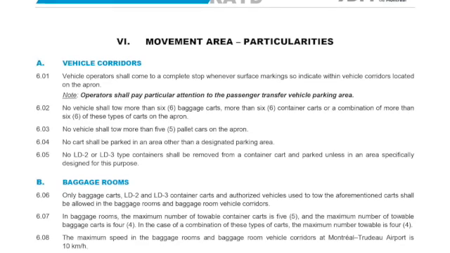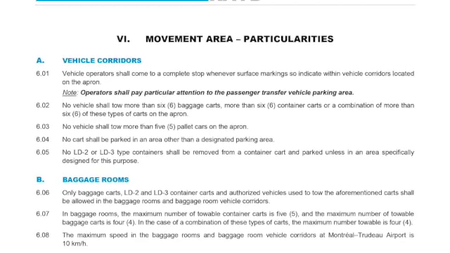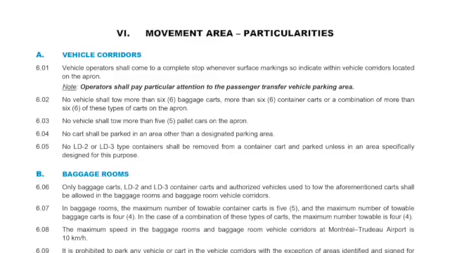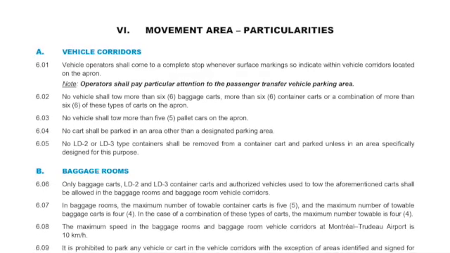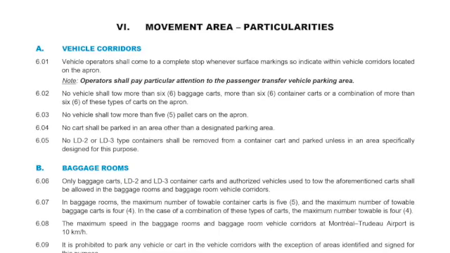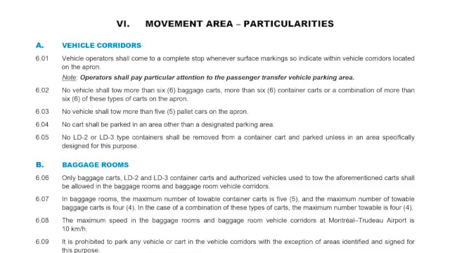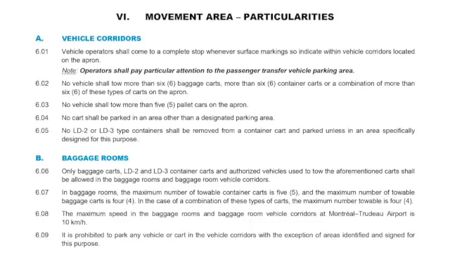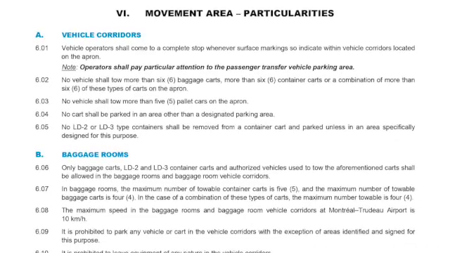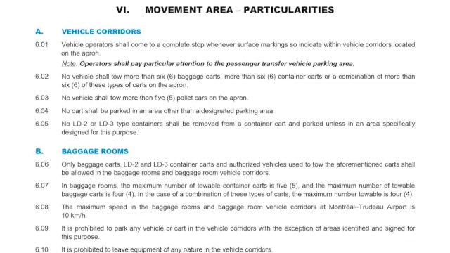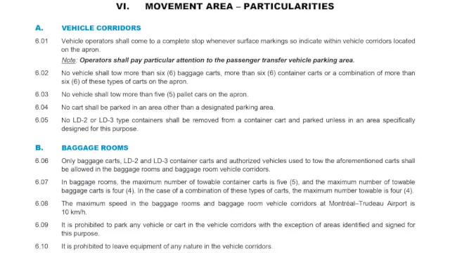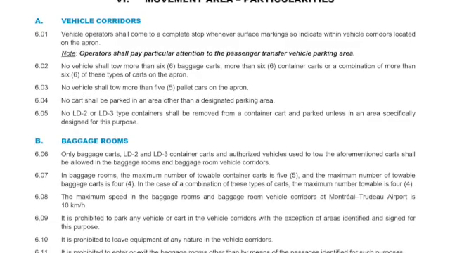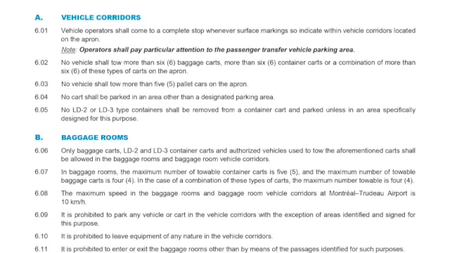6.04. No cart shall be parked in an area other than a designated parking area. 6.05. No LD2 or LD3 type containers shall be removed from a container cart and parked unless in an area specifically designed for this purpose. B. Baggage room. 6.06. Only baggage carts, LD2 and LD3 container carts and authorized vehicles used to tow the aforementioned carts shall be allowed in the baggage rooms and baggage room vehicle corridors.